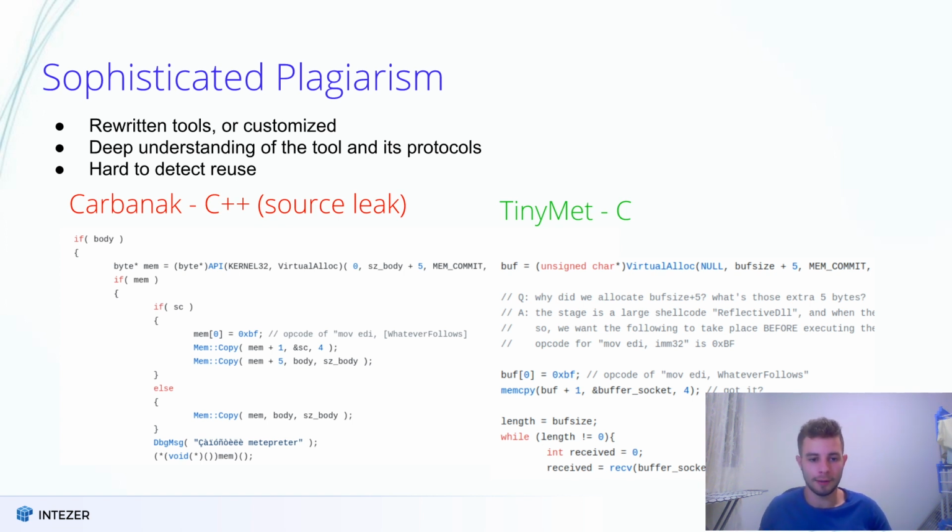For example, this is a library that they have incorporated into their code. It's called TinyMeterpreter, a replacement for Meterpreter's initial stager. And we can see that Carbanak took the source code written in C, turned it into C++, did some changes, customized it, and that's how it now looks in Carbanak. So this requires the threat actor to have a deeper understanding of the tool and its protocols, and we don't see mistakes there as much as we saw in the last type of copy paster. It is also harder to detect the usage of this code because it's written in a different language, so in the binary we see big differences, and it's hard to notice.